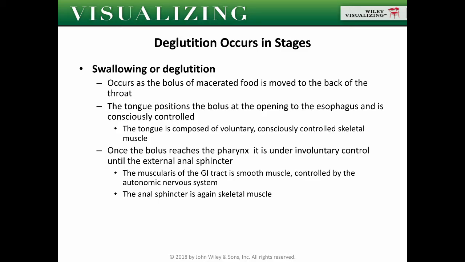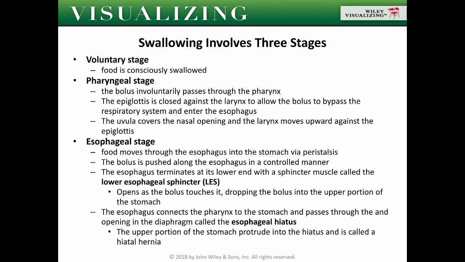Once the bolus reaches the pharynx, it's under involuntary control until the external anal sphincter. So once you swallow the food, you can no longer control it until it reaches the rectum for defecation. The muscularis of the GI tract is smooth muscle controlled by the autonomic nervous system, but the anal sphincter is a skeletal muscle. That's why you can control where you defecate, but you cannot control the passage of your food in your GI tract itself.